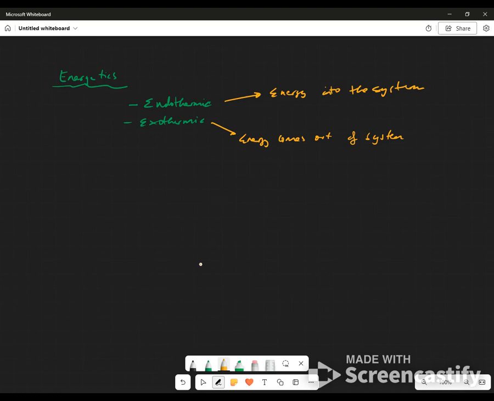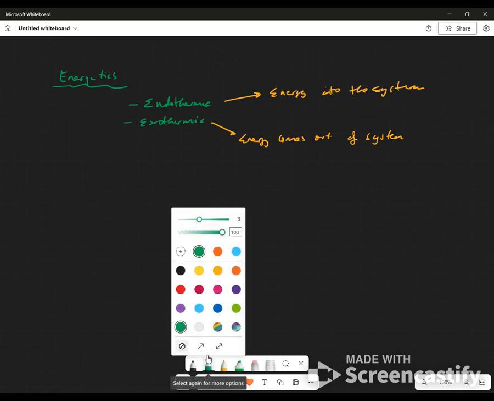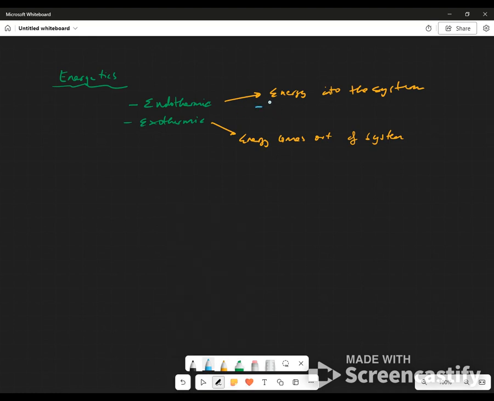All right, if it goes into the system, it must come from somewhere, and it comes from the surroundings. So when it goes into the system, it comes from the surroundings, and therefore the surroundings will get cooler. If it leaves the system, it goes somewhere, and it goes into the surroundings. And if it does that, the surroundings get hotter. That is essential, all right?